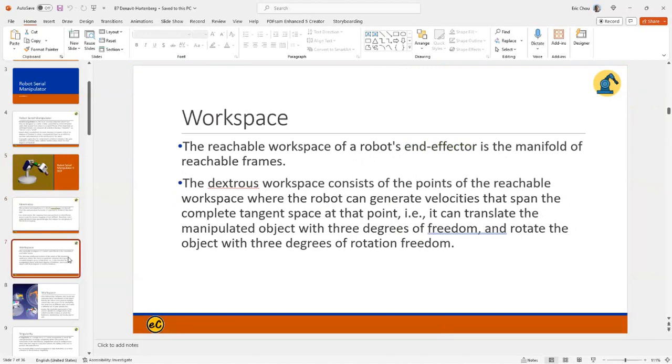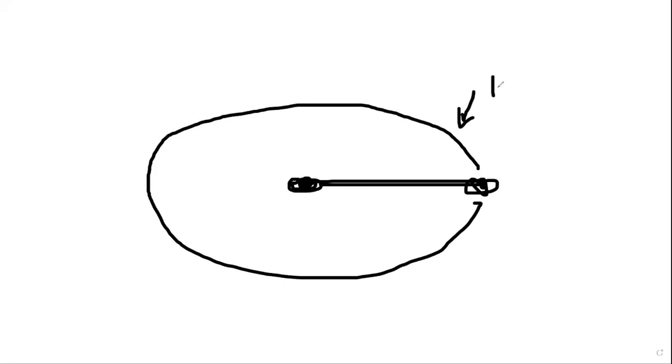So the first thing is workspace. What is workspace? Workspace is the region or the geometrical model that your robot can reach. Let's assume that you have only one rotator, one-dimensional, and your arm's length is fixed, and you are doing rotation. So you basically rotate like this. This circle actually is your workspace.